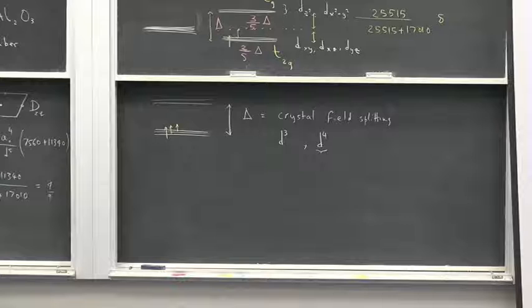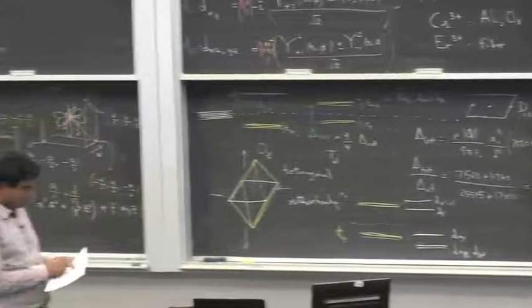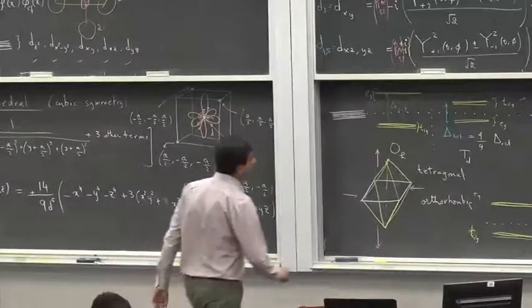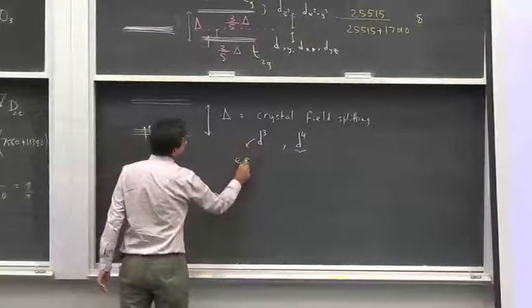Three electrons: chromium 2 plus, vanadium 2 plus. For example, vanadium 2 plus.